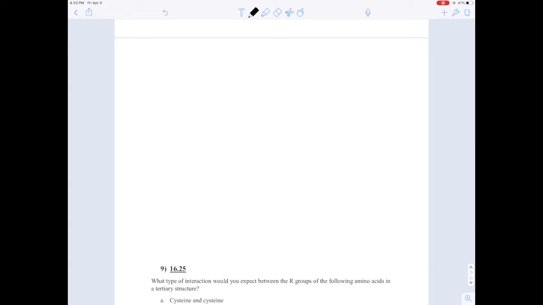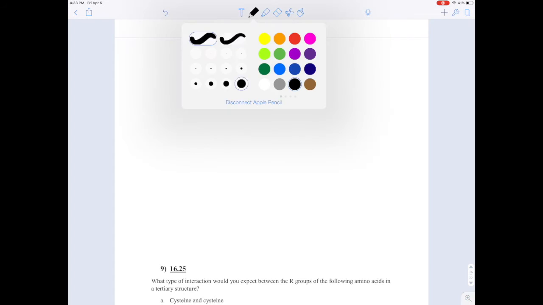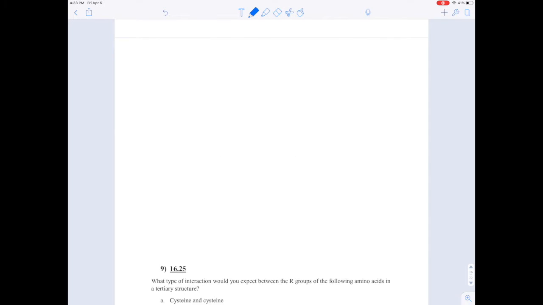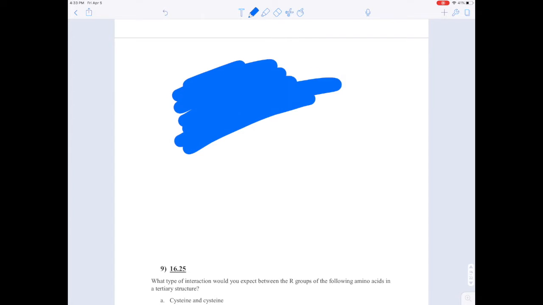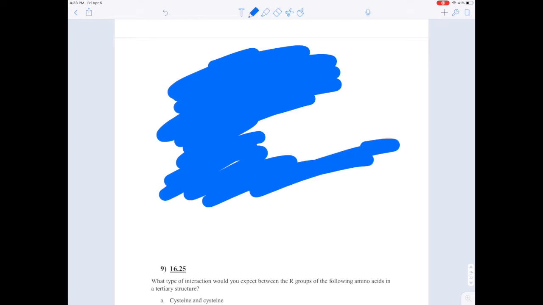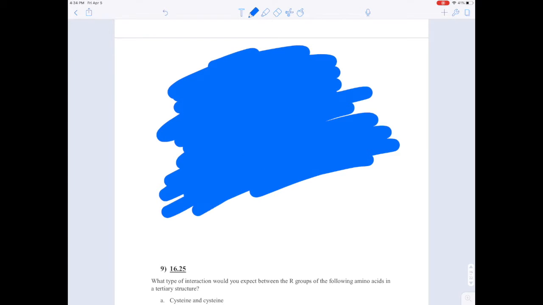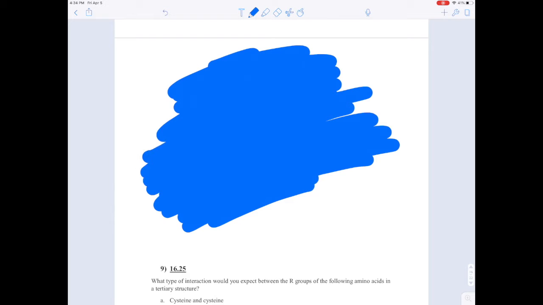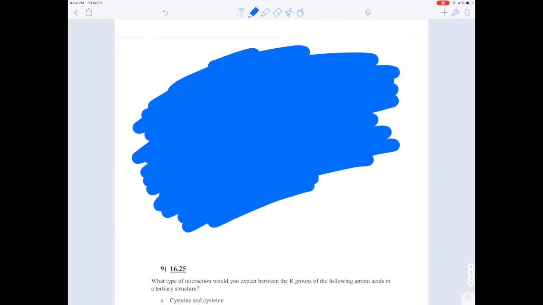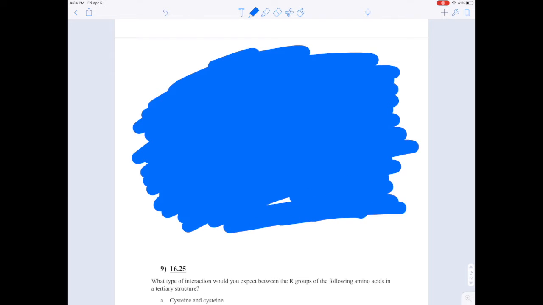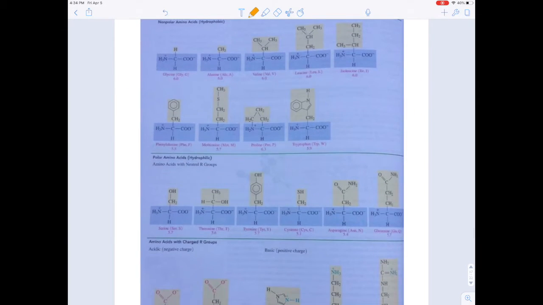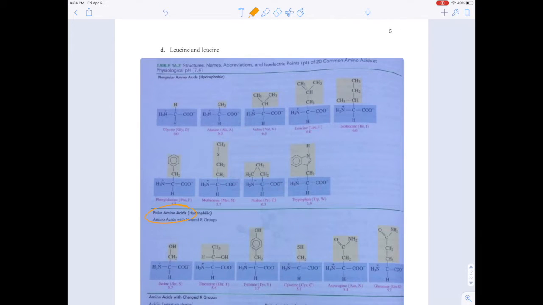So, for most of these proteins, on Earth anyway, they're going to be in an aqueous solution. That is a solution of water. So these proteins are going to be completely surrounded by water. Now, we saw in table 16.2 how some amino acids, the R groups on them, are polar, and some of them are nonpolar.